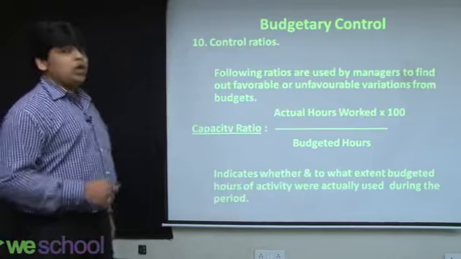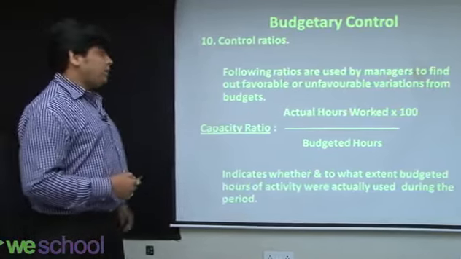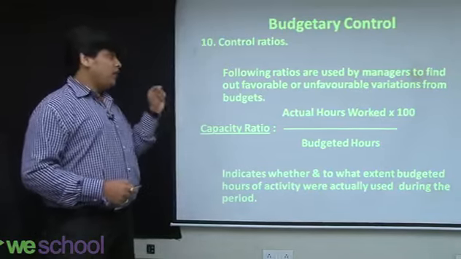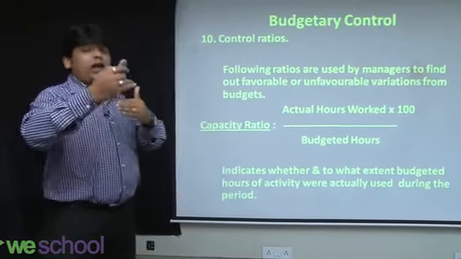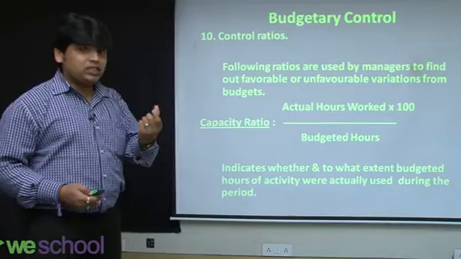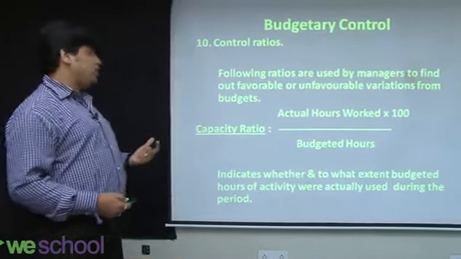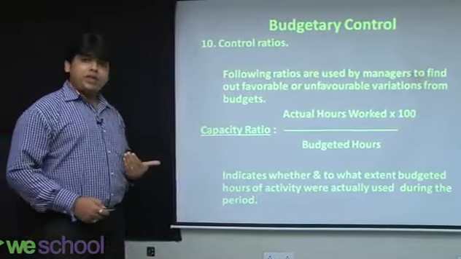Then the capacity ratio: actual hours divided by budgeted hours. This is for finding capacity. Say the capacity of the company is 100 hours, but we have actually worked for 80 hours. That means we still have more time and more activity hours in which we can increase our production. So the capacity ratio indicates to what extent the budgeted hours of activity are actually used during the period.